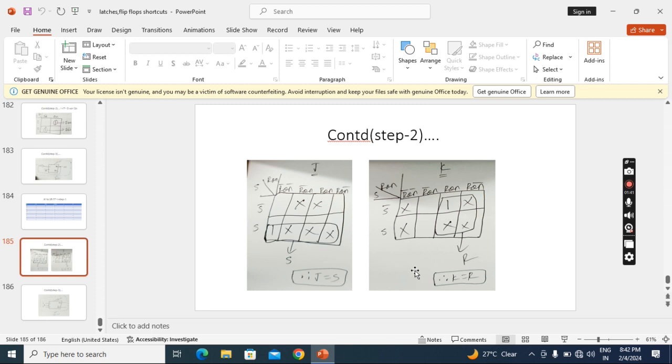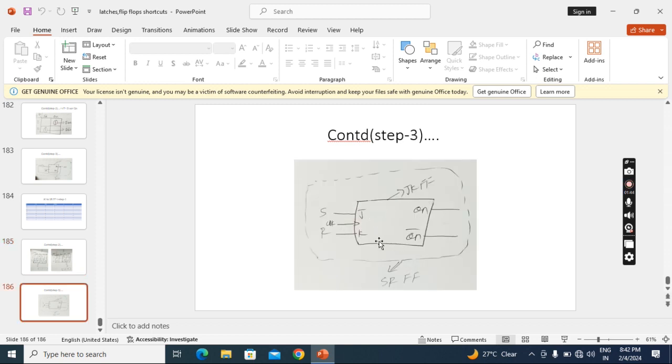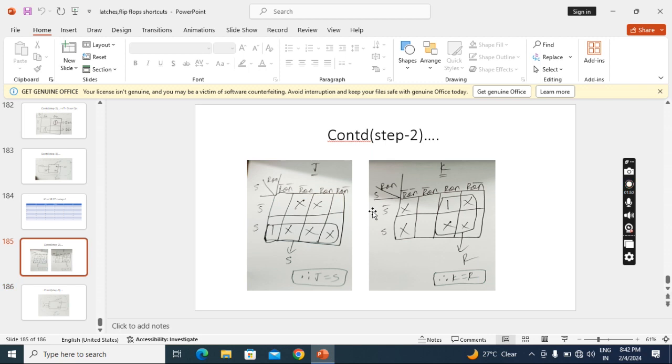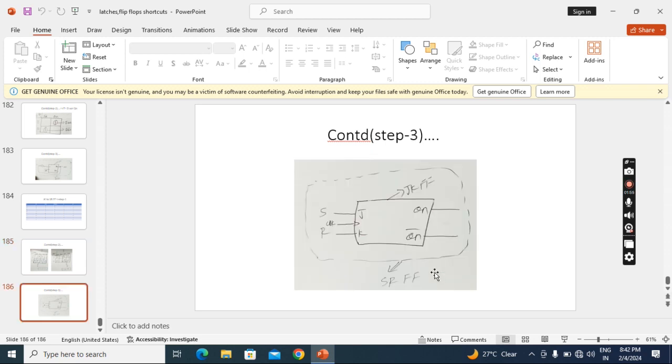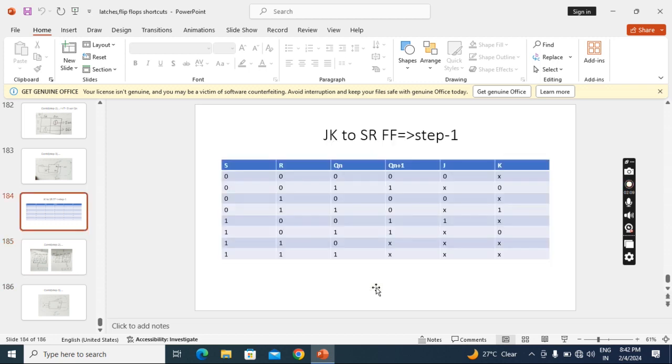Then in the third step, we have to take the given flip-flop symbol. What is the given flip-flop? JK. And we have to make it the required flip-flop by using these simplified equations. So what is the J value? S. What is the K value? R. If I connect like that, it will become what flip-flop? SR flip-flop. I took JK, I made it into an SR flip-flop. This is the conversion process. How to get the characteristic table and excitation table, I explained in the flip-flops lectures. Go through that.